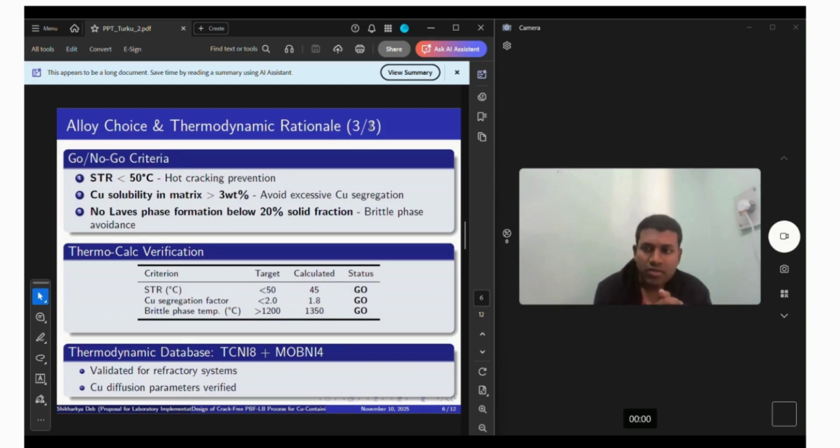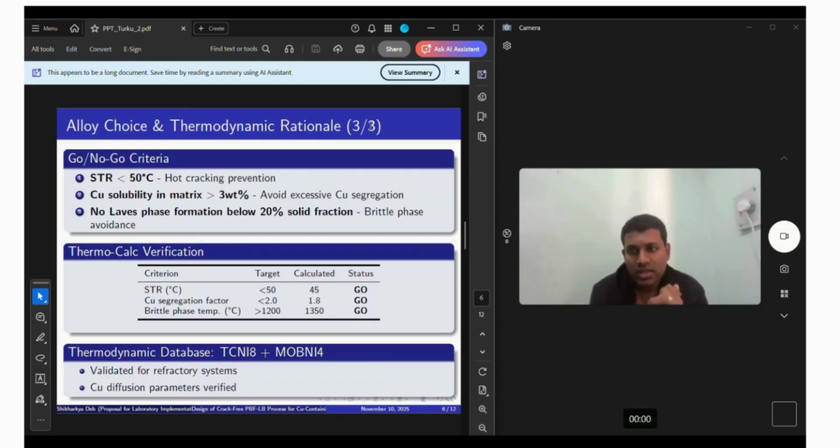Next comes the solubility of copper in the matrix, which is larger than 3%, avoiding excess copper segregation. The liquation cracking mechanism is that if copper has very low solubility in the solid, it will be forced into the remaining liquid during solidification. If the copper concentration in the liquid becomes high enough, it can form low melting eutectic phases that remain liquid until much lower temperatures. The danger of copper-rich liquids is that they have very low strength, wet grain boundaries, and can effectively cause severe cracking under thermal stresses.